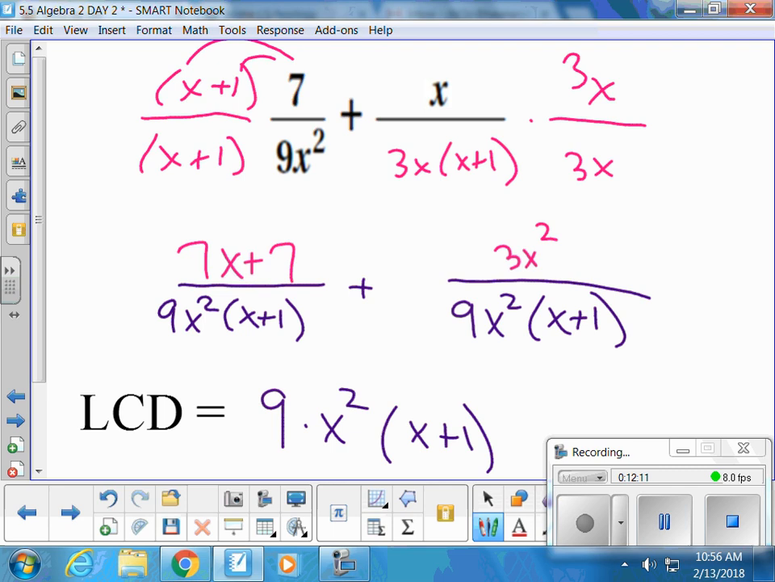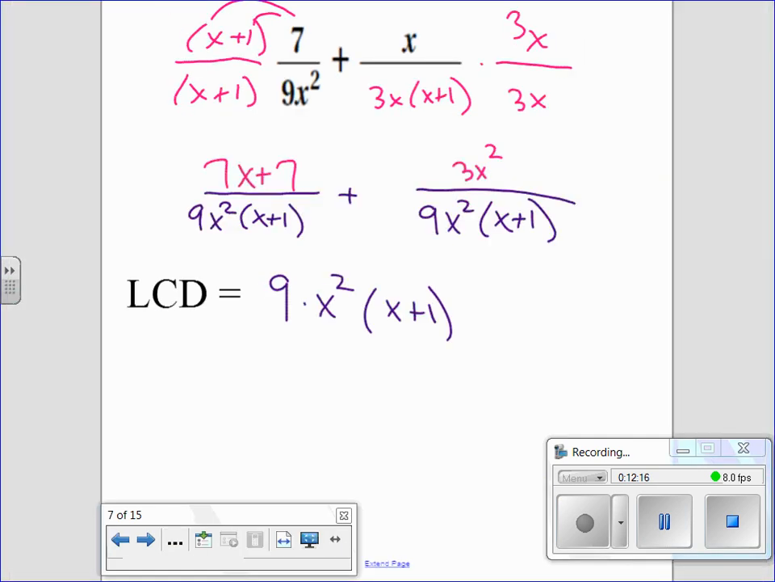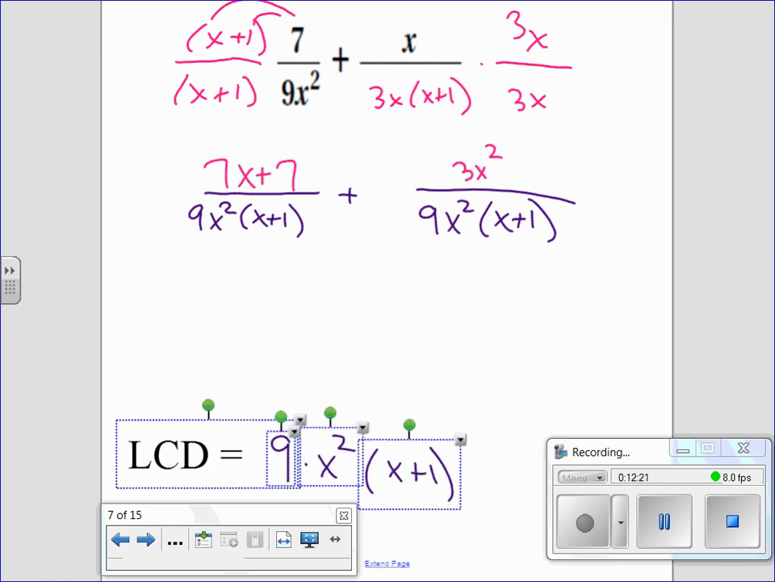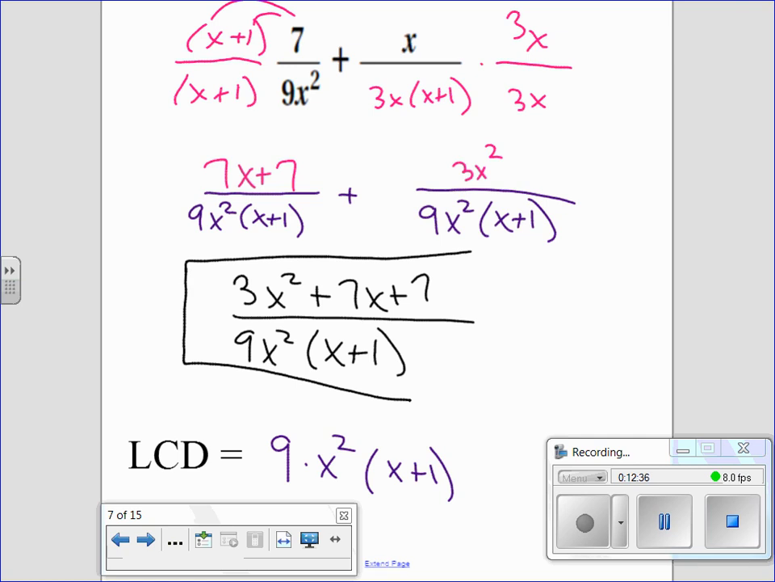Okay, I'm going to give myself a little bit of space and write our final answer down. Okay, so I'm going to add my numerator together. I'll write the 3x squared first, just so it's in standard form. And then the bottom, 9x squared times x plus 1. And I would leave it like that. I think you could probably use the box method to try to factor that top part, but I don't think it's going to give us a factor of x plus 1. In fact, I don't think it's going to be factorable, so it's fine.